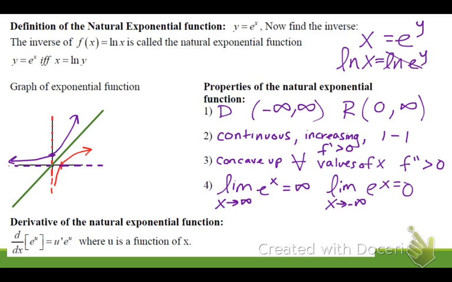And then the derivative down here at the bottom: the derivative of e to the u equals u prime times e to the u, where u is a function of x. I think I told you this yesterday, but the derivative of e to the u is e to the u, but you have to use the chain rule. So if u is not just a simple x, you have to take the derivative of what's inside and multiply it times the derivative of the outside.